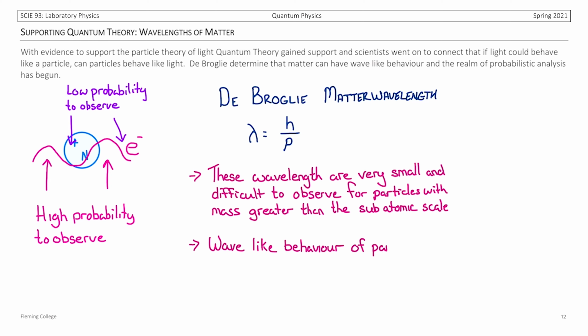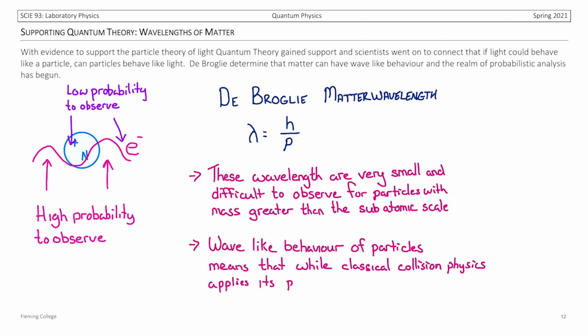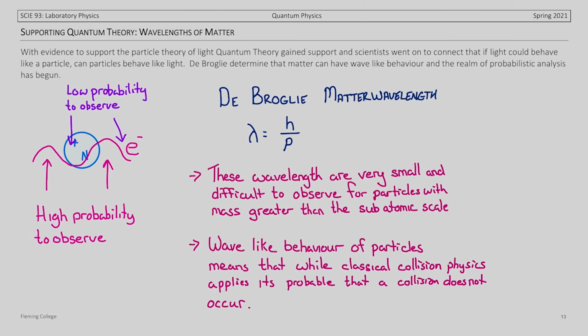What this means is that with a wave-like behavior, while we can use classical collision physics to describe what will happen with interactions on electrons, it introduces a probabilistic nature. Because the electron has a position, but we don't know that position perfectly, we could set up a collision and sometimes it'll occur and sometimes it won't. We're going to keep this in the back of our mind and we're going to move on and start to look at some of the applications of quantum theory to our investigations.